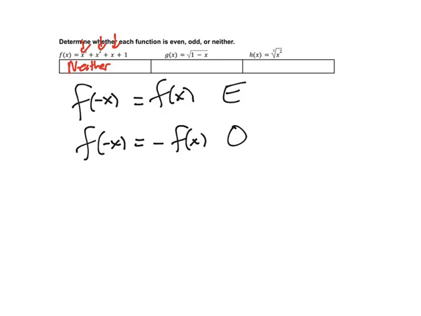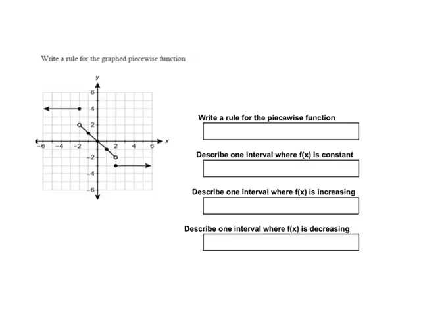Very similarly, on this second one, it is also neither, because if I input negative x, it's a completely different function. But here, if I put negative x and I square it, or if I put x and I square it, I get the same thing. And so this is actually going to be an even function. Again, you're just evaluating f of negative x and seeing if it's even or if it's odd. If you don't get the opposite or the same thing, then it's neither.